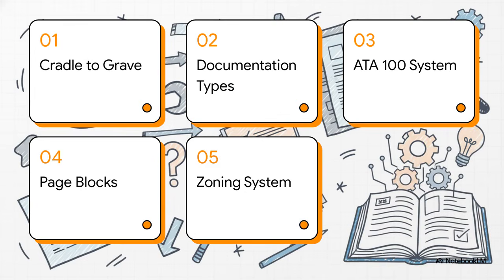Okay, let's dive into this. Here is the syllabus for today's masterclass. This structure right here is exactly how you need to organize your brain for the certification exam. We're going to hit the cradle-to-grave lifecycle, the 4 main documentation types, decoding the ATA 100 system, master maintenance page blocks, and we'll wrap it up with the aircraft structure zoning system.